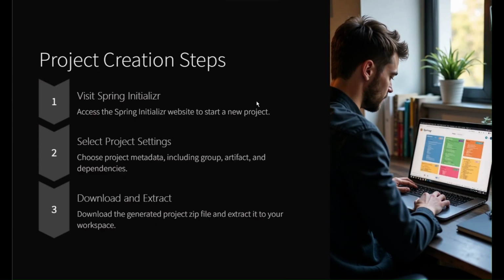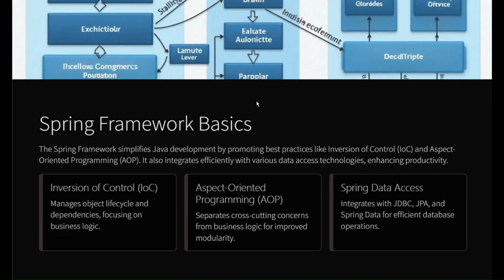Project creation steps. To create a Spring Boot project, visit Spring Initializr. Select project details like Group ID, Artifact ID, and required dependencies. Then download the generated zip file and extract it into your workspace. This process sets up a production-ready project in minutes.